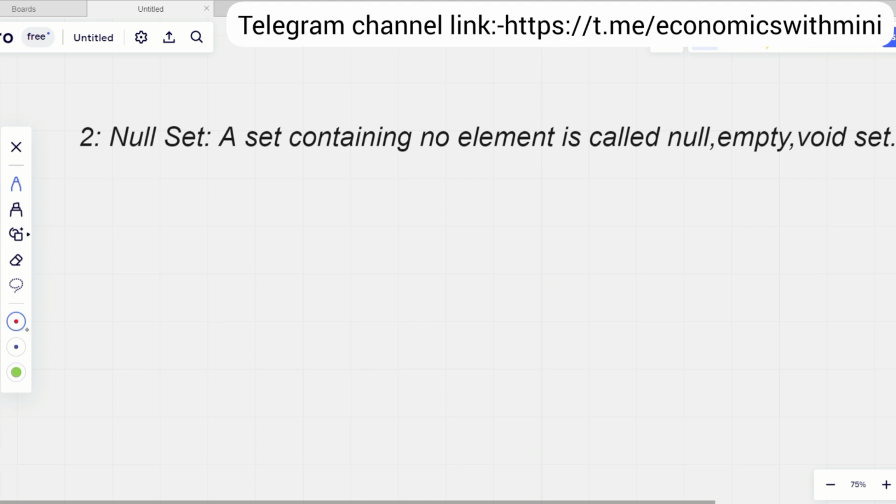Now moving on to next, null set. So what is a null set? A set containing no element is called a null, empty or void set. And null set is denoted by this. Now let's see its example. A equals curly bracket, there is no element in it, and then curly bracket close. If it is given like this, then we call it a null set, a set containing no elements.